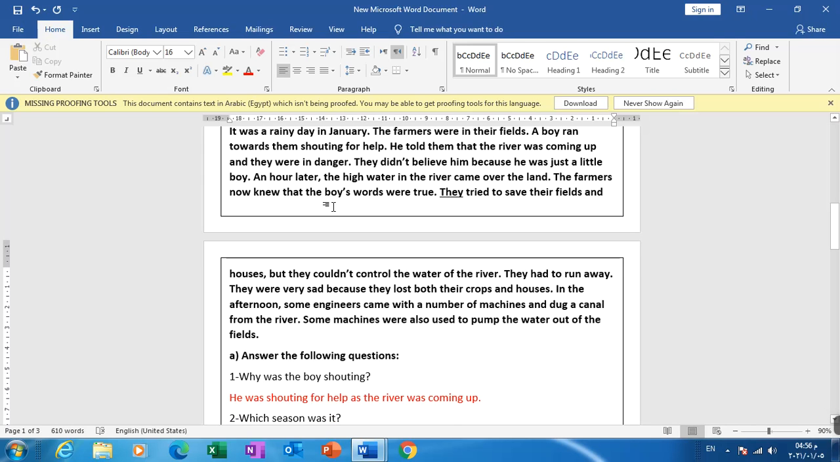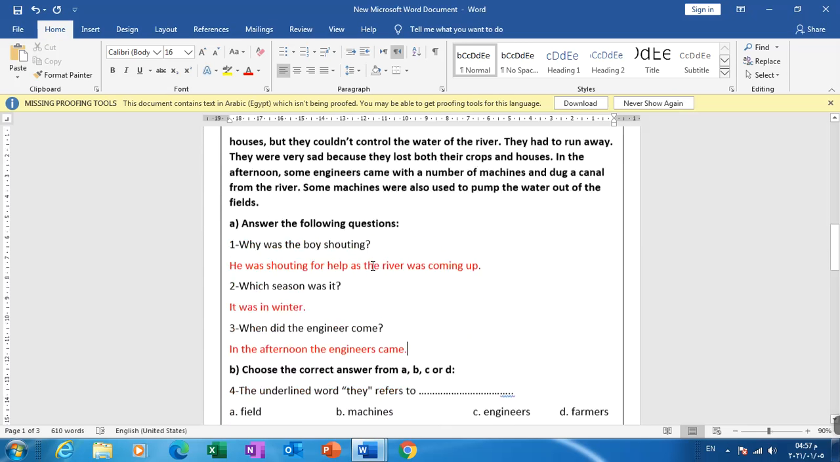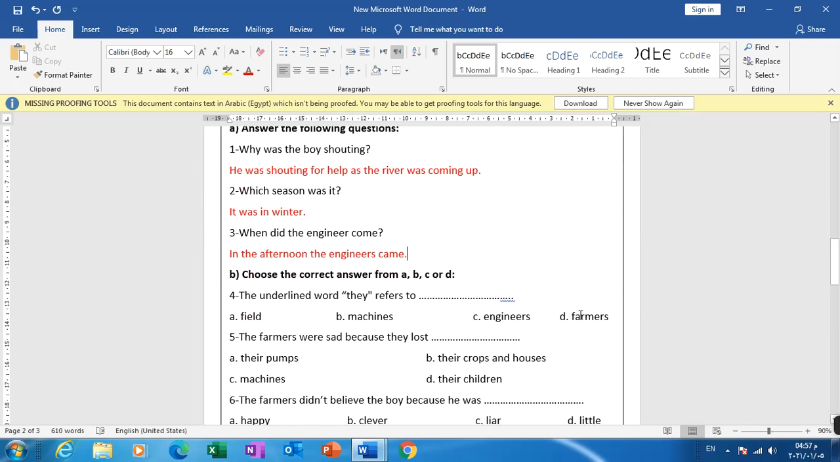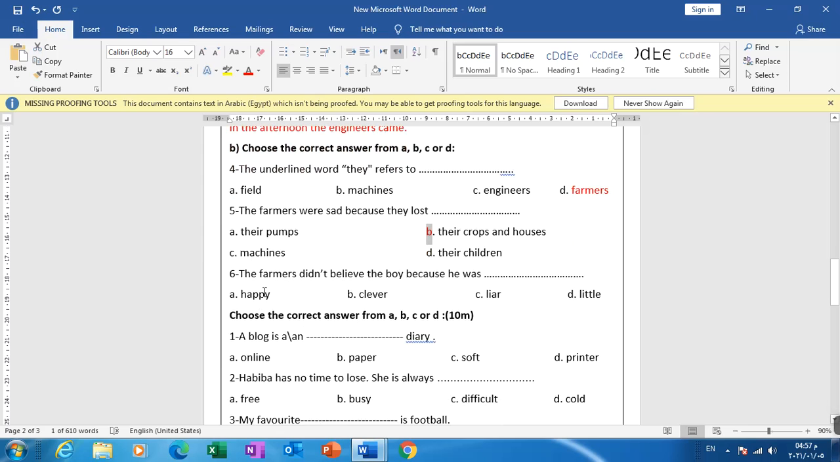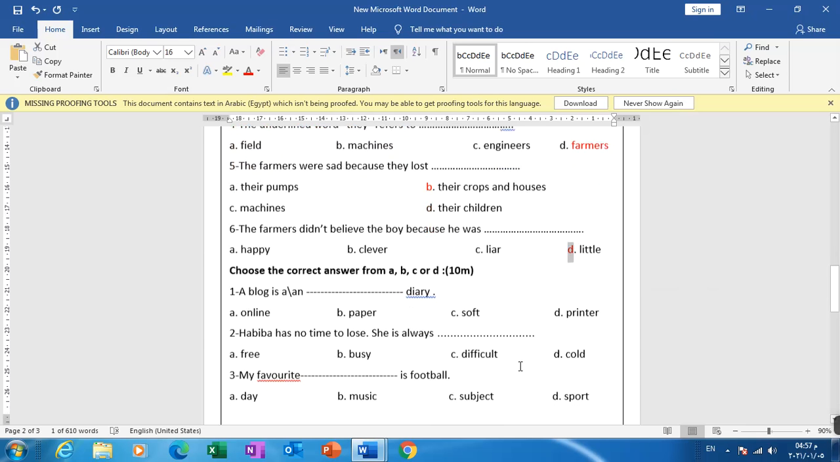The farmers now knew that the boy's words were true. They tried to save their friends, their fields and houses. So "they" refers to what? To farmers. Okay. Number 5. The farmers were sad because they lost their pumps, machines, their crops and houses, their children, their crops and houses. Number 6. The farmers didn't believe the boy because he was happy, clever, liar, or little. Little. Okay.